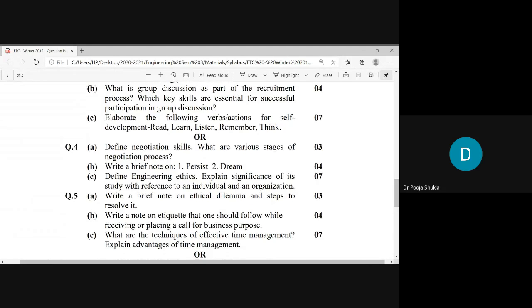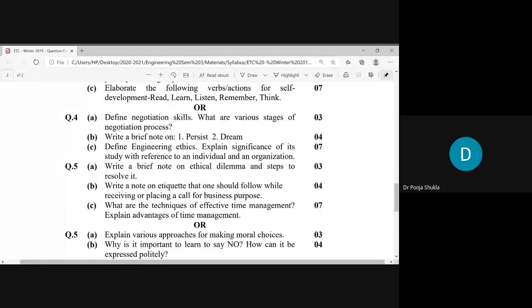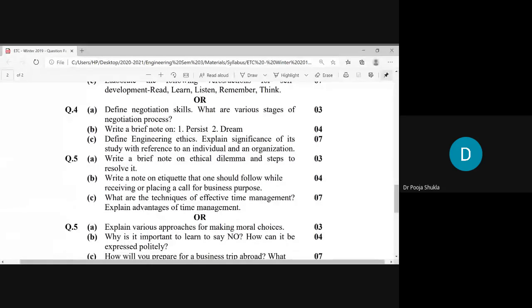Next is: define negotiation skills. What are the various stages of the negotiation process? Now here, when they ask you the stages, we are going to write the 6 steps of negotiation. If you remember, we have done 6 steps of negotiation, getting to know each other, right? You just don't jot down. They have not asked you to list it. So getting to know each other is the title of step number 1 or stage 1, and then 1 sentence. That's how you will write this answer.